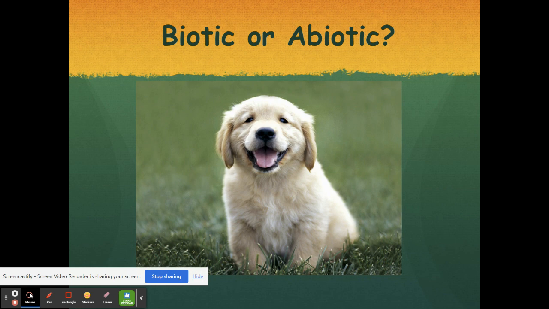Okay, what about this puppy dog? Biotic or abiotic? What about the grass that he's sitting in? Both of those are biotic. It looks like it's daytime. Is the sunlight biotic or abiotic? Well, sunlight's never been alive, so it would have to be abiotic.